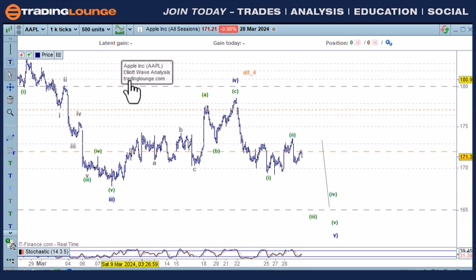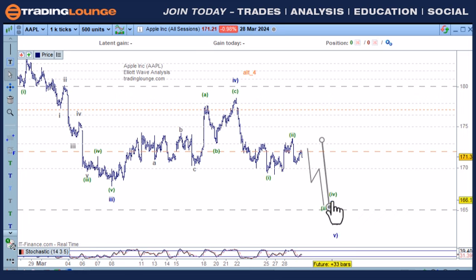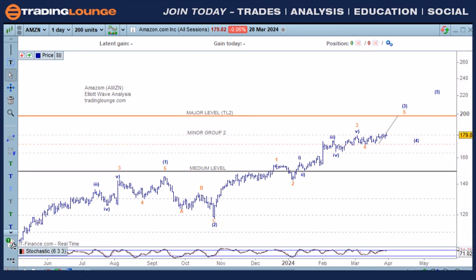And with Apple here, we're still looking for further downside, so we could probably look at this as 1 and 2 here, and 3, 4, 5 to come down here for this 3rd wave, and then a 4th wave over here, and then a 5th wave to the downside here. So this is not completed to the downside at this stage, so nothing really cooking there with Apple.